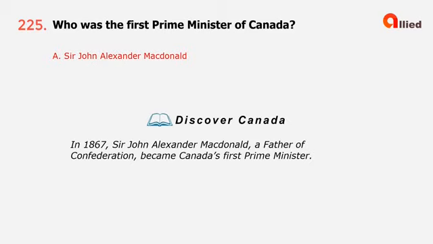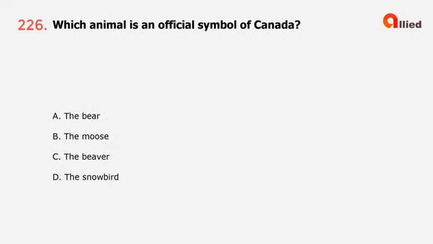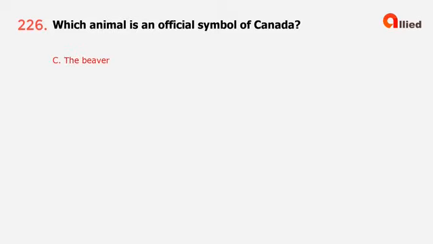The answer is A. Sir John Alexander Macdonald. Question 226. Which animal is an official symbol of Canada? A. The bear. B. The moose. C. The beaver. D. The snowbird. The answer is C. The beaver.